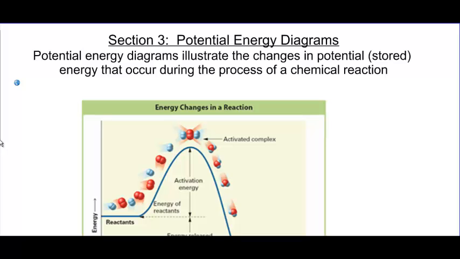Hi everybody, welcome back. This is Unit 10, Lesson 2, and we're in Section 3 of our notes. We're going to talk a little bit more about those energy hills that all chemical reactions have to get over in order to react. What these energy hills are really called are potential energy diagrams, PE diagrams, if you will, okay?